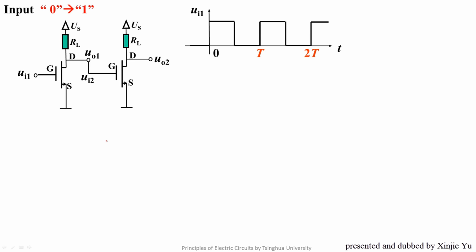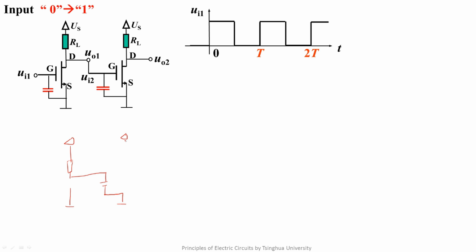Let's analyze the change of the whole system when the input changes from 0 to 1. We take the parasitic capacitor into consideration. Before analyzing the whole circuit, we draw the structure of the circuit before switching. Before switching, the input is low level.